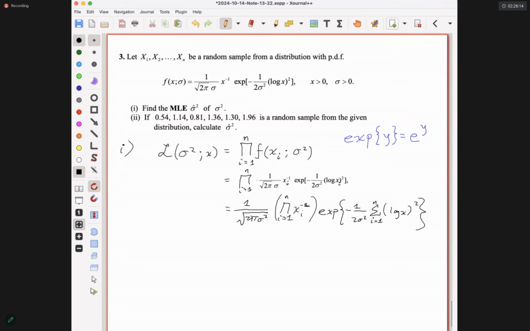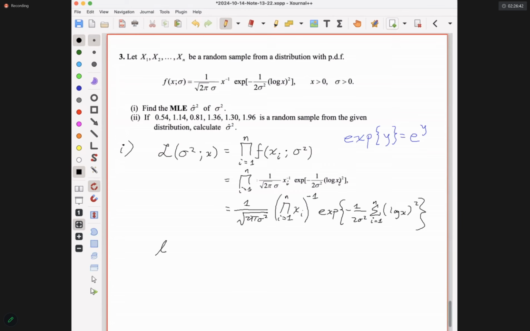And so now we have this. This is actually all we can do here, unless you want to write the -1 outside. Might be a little bit cleaner, but really this is all for the likelihood function.